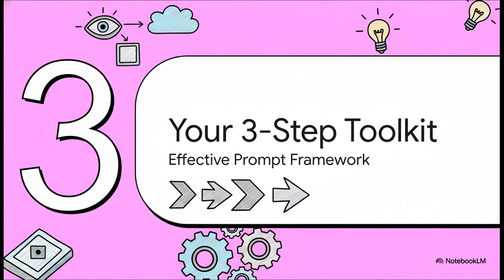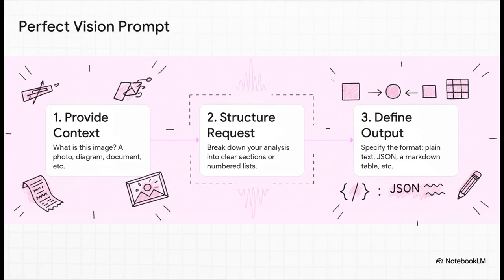Okay, you've seen the power of this method. Now, let's distill it all down into a super simple, actionable framework that you can start using right away. Think of it as your 3-step toolkit. The whole framework really just boils down to 3 simple steps. Step 1. Provide context. Tell the AI what it's looking at. Is it a diagram, a receipt, a piece of art? Step 2. Structure the request. Use those numbered lists or clear categories we've been looking at. And step 3. Define the output. Do you want plain text, a JSON file, or a markdown table? Guiding the how is just as important as the what.